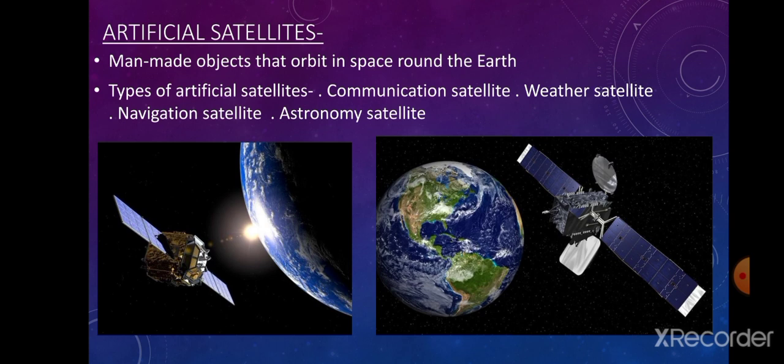A weather satellite has cameras to take pictures of clouds over the earth. Weather scientists use these pictures to forecast weather. A navigation satellite helps ships and aircraft find their way. Astronomy satellites carry telescopes in space, so we can get to know what's there in space. In this way these satellites are used to give information.